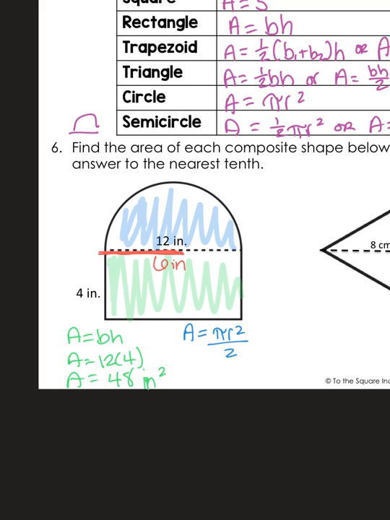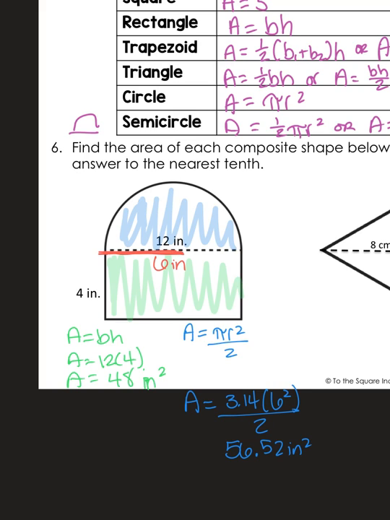So I'm going to plug in my formulas. So I'm going to have area equals, I'm going to use 3.14 for pi, times 6 squared divided by 2. So I'm going to take a moment and plug that into the calculator. And I'm going to get 56 and 52/100 square inches. So am I done? No, not quite.